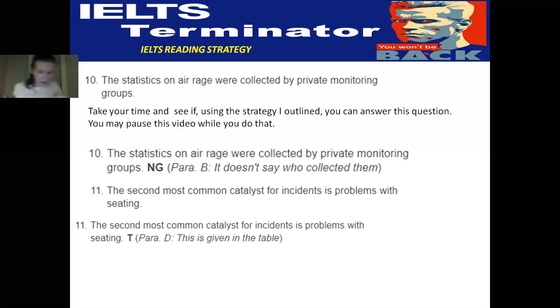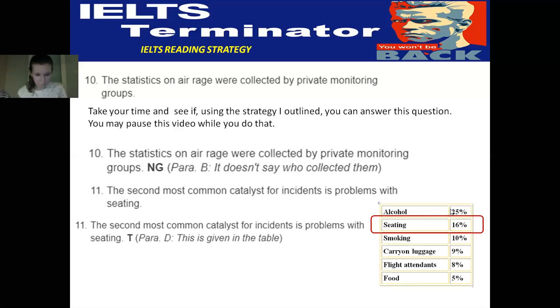One of the major causes seems to be the passenger behavior or their personality. Look at the table. Well, the table suggests that it is the second. It is, yeah, because the table says the highest percentage is something else, and the next highest percentage is seating. So it's true. Good. See, alcohol was the highest, and seating was the second. And it says the second.